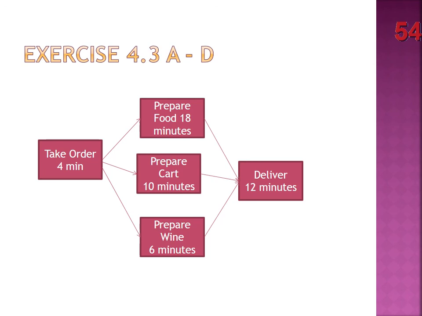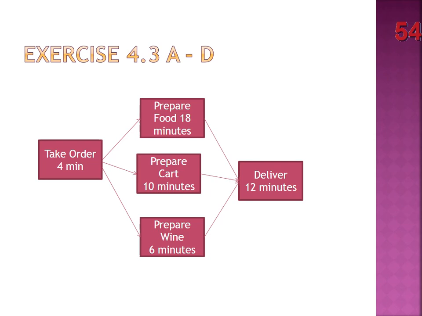So it takes 4 minutes to take down the order and to assign the work to the kitchen. So that's here. I pointed the screen like you can see that. Okay. And then it's assigned to the kitchen, right, to the sommelier, and to preparing the cart. Okay.